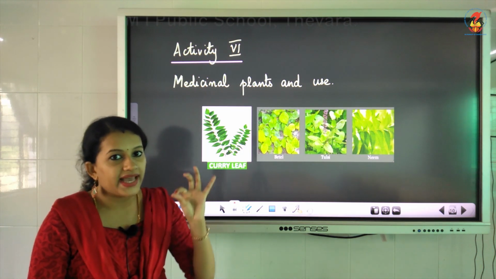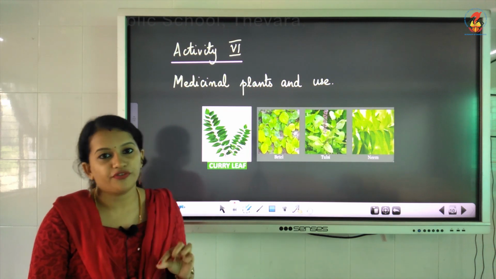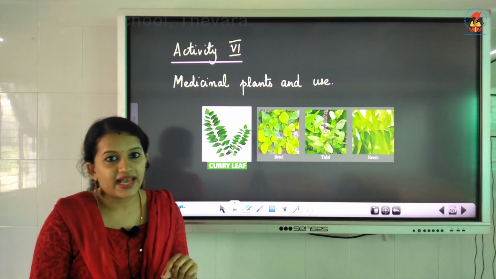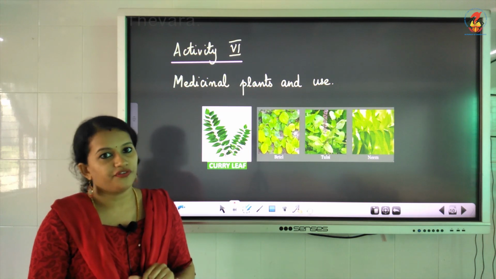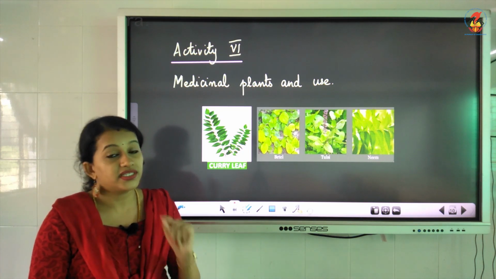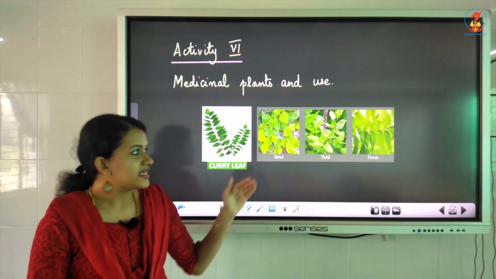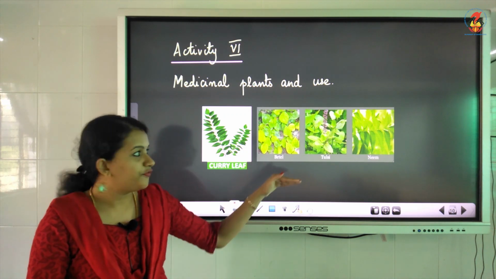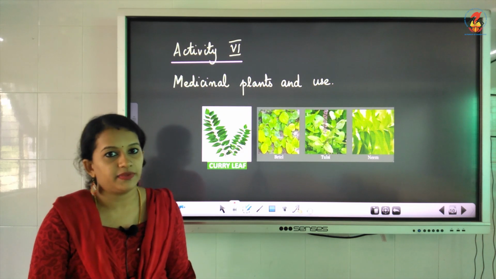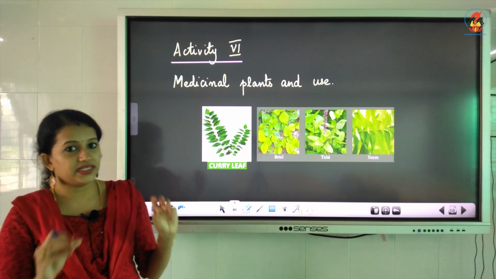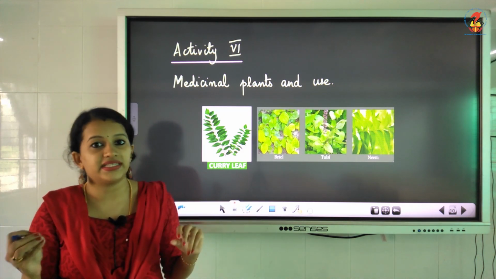And then below that leaf, write the name of that plant as well as write one use of that plant. Okay, what is the medicinal use? That one use you have to write. Here I have given a few pictures of medicinal plants. Can you just look at it? This is given to you as an example.